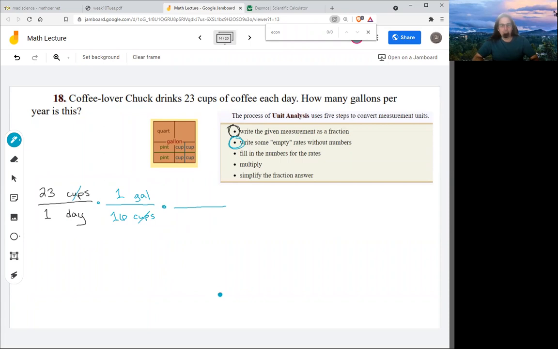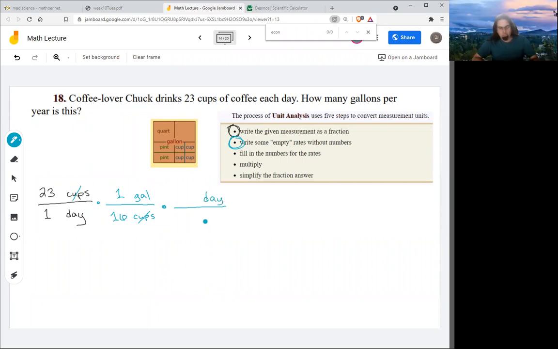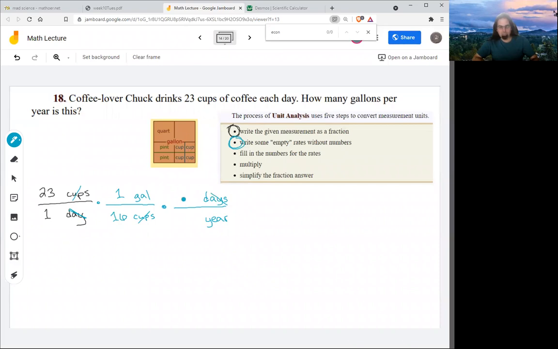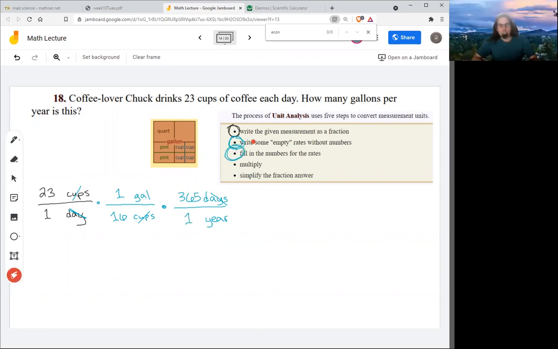Multiply by another thing. Day over year. And why is she putting days on top? Because that's what we're looking to cancel with the other day. Yeah, this first one was on the bottom. So if they're going to cancel, I have to have one on top and one on bottom. So that was those 2 steps. I filled in the numbers as I went. Some people like to do the words first to get the plan and know that gallons per year is going to work out, and then fill in the numbers, but they're kind of the same thing.